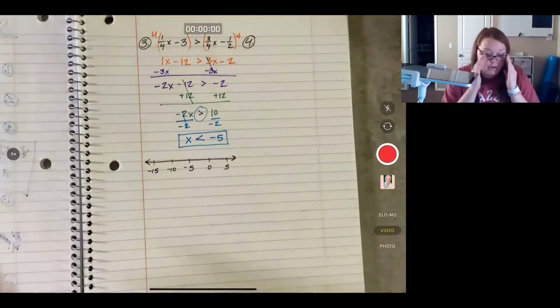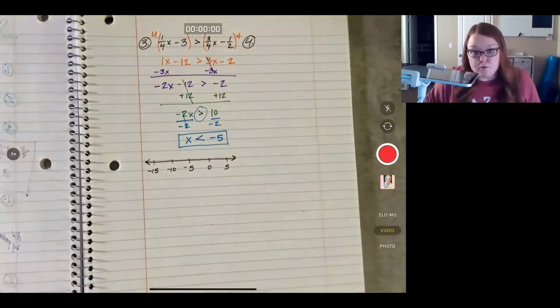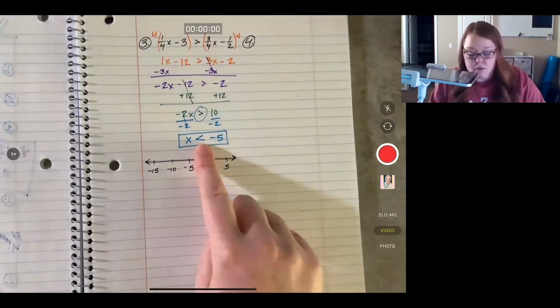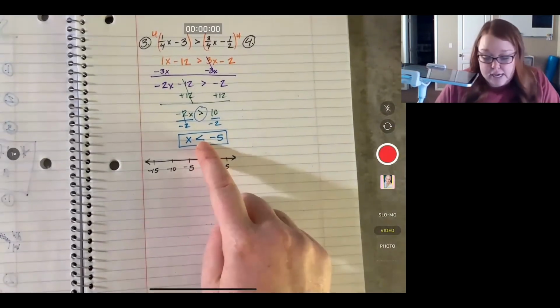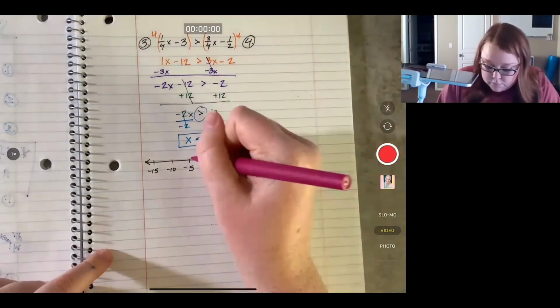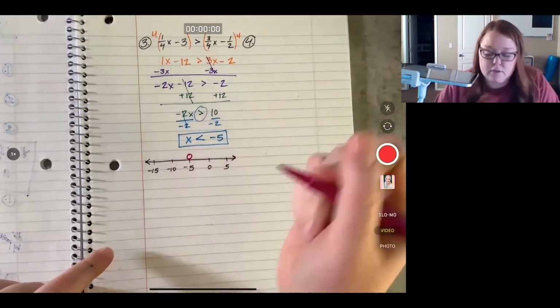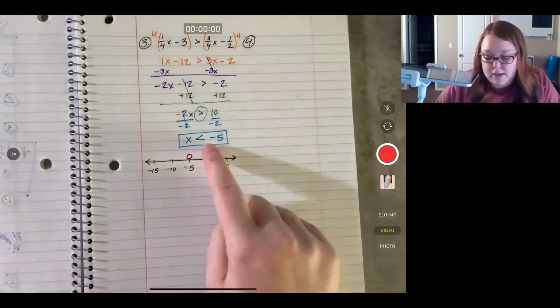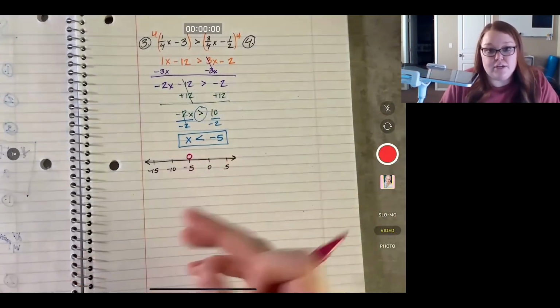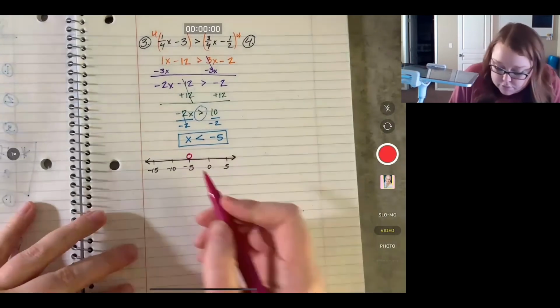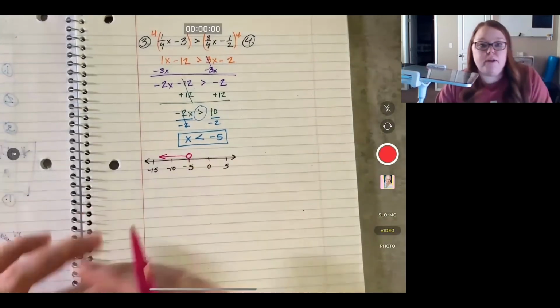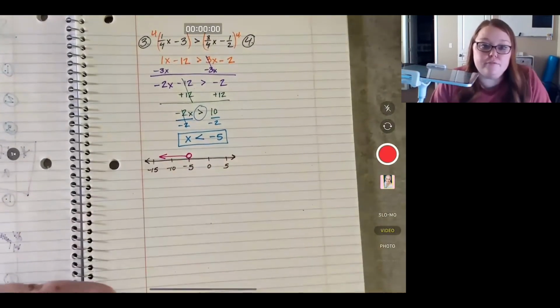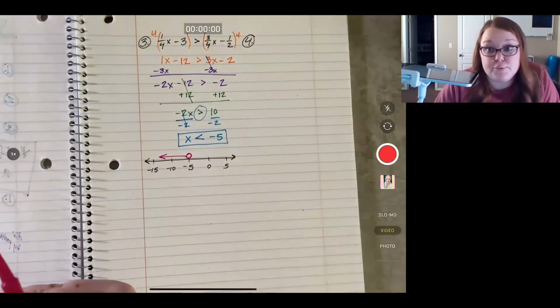And this is where you have to remember, is this going to be open or closed? Open or closed circle. So you look at the symbol here. Since it's strictly less and not equal, that's going to be an open circle at -5. Okay. X is less. The numbers that are less are always to the left. So we would have an open circle at -5 pointing to the left. That's how you would graph it.